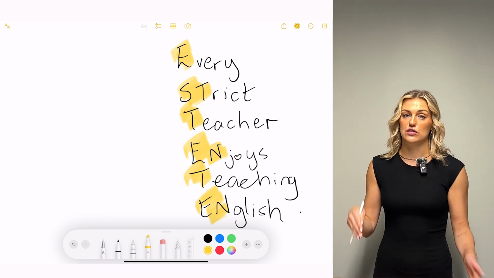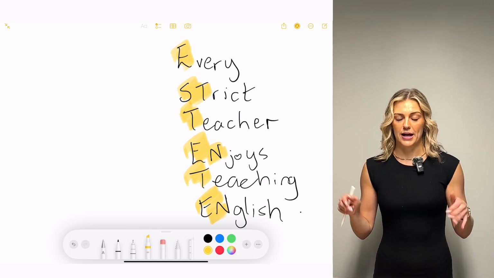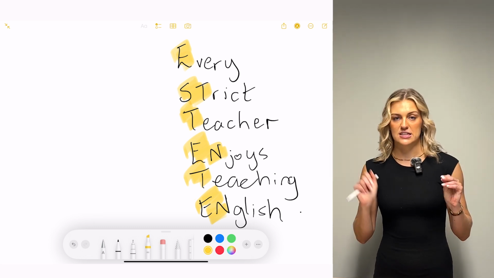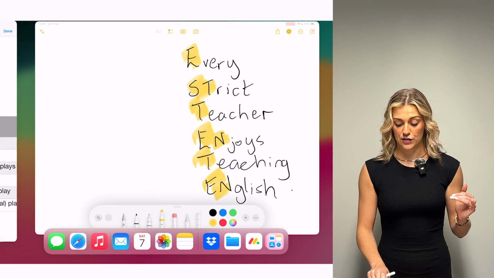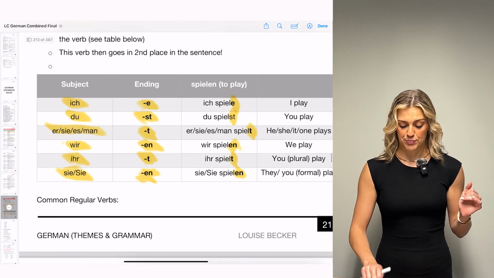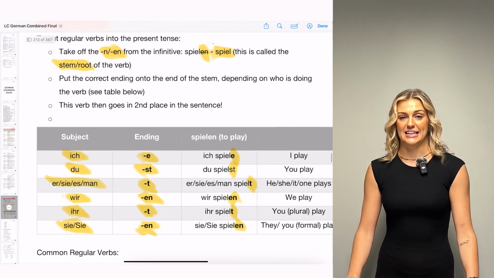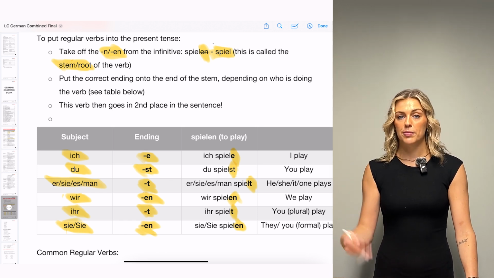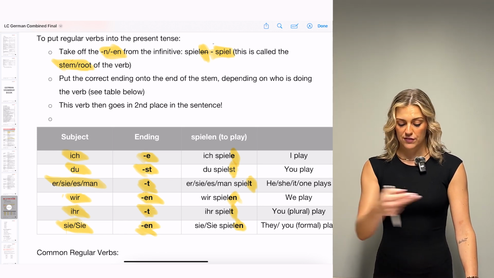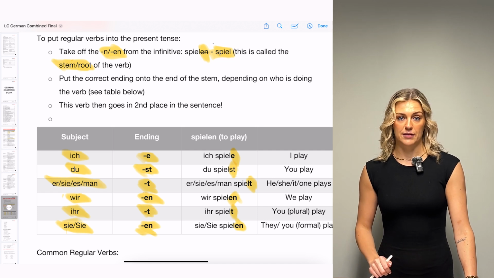So if you find it too difficult to just learn off the verb endings like, okay, ich, I, du, st, try using this rhyme. Every strict teacher enjoys teaching English, because I find it great. I think it's a great tip, okay? And that's it basically. That is what we will do with every regular verb to create the present tense. So if you have a regular verb, take off the en or n, see who's doing the verb, and add on your correct ending, all right?